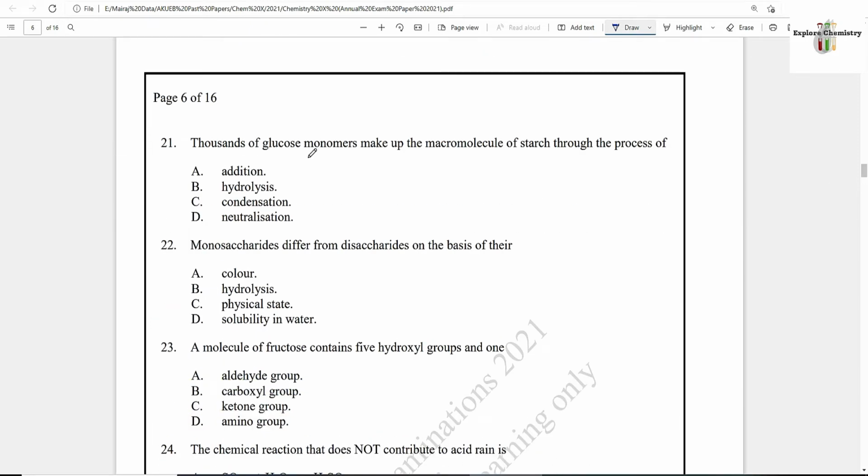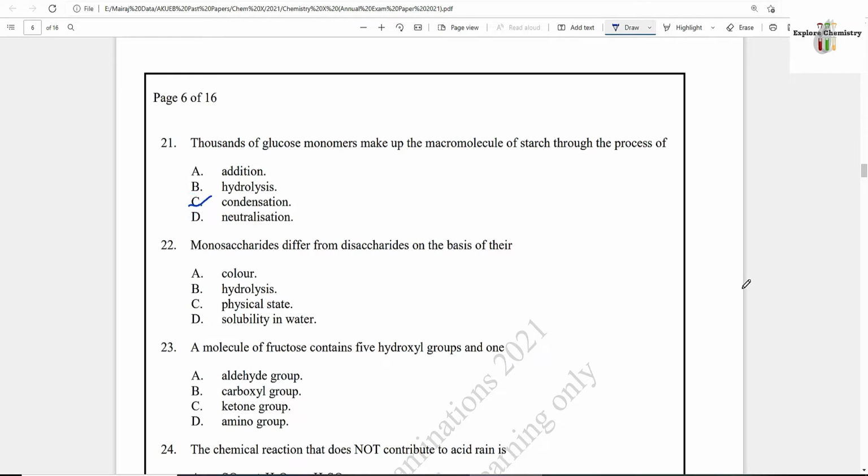Thousands of glucose monomers make up the macromolecule of starch. Through the process of polymerization, thousands of glucose monomers are combining. Glucose monomers combine and a water molecule is released. And whenever a small molecule is released, that type of polymerization is condensation polymerization.